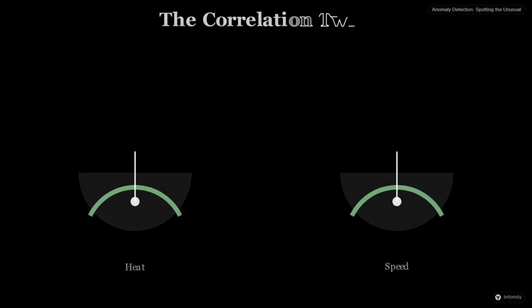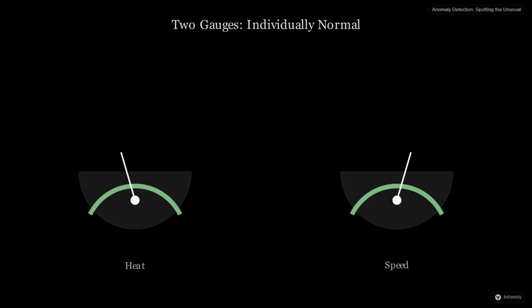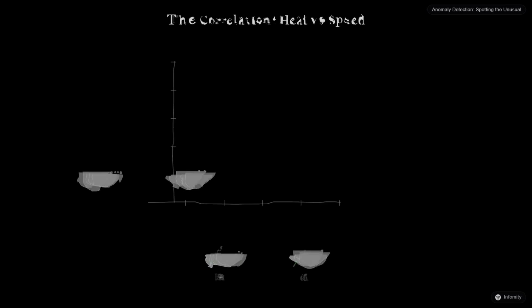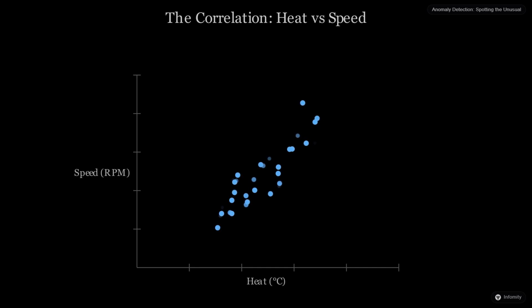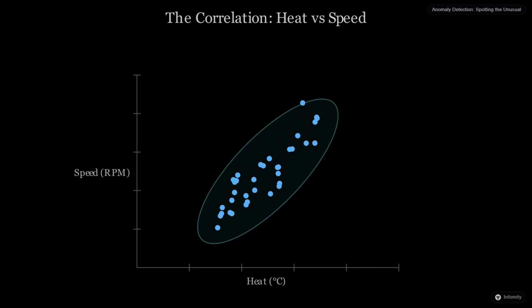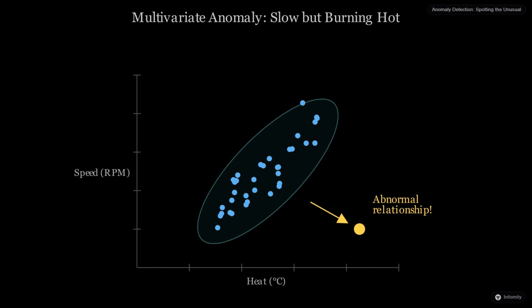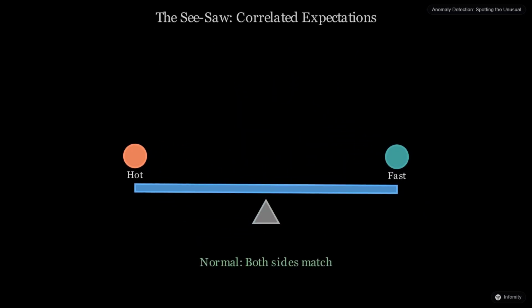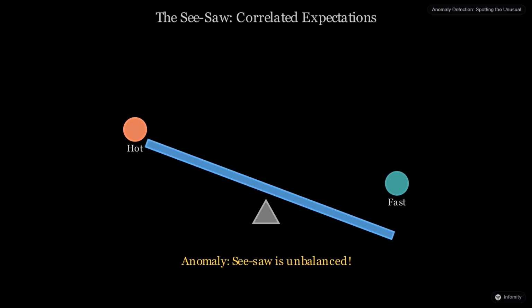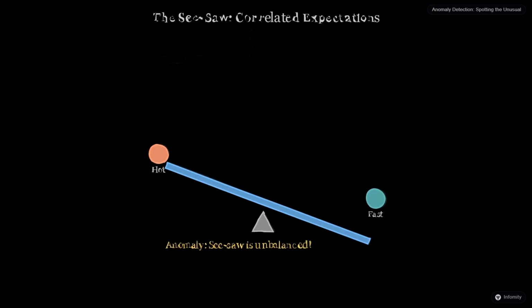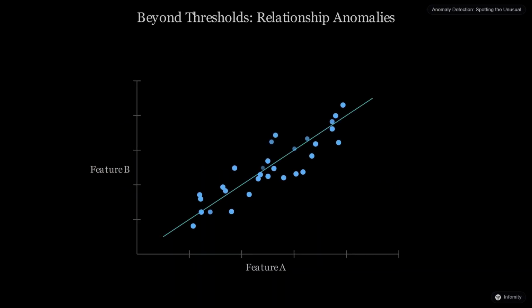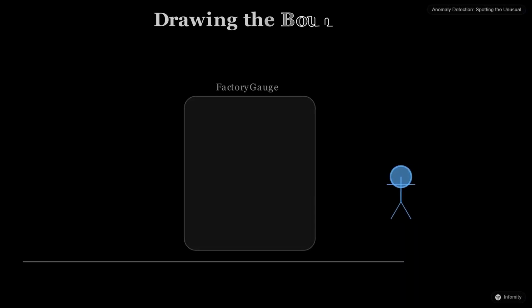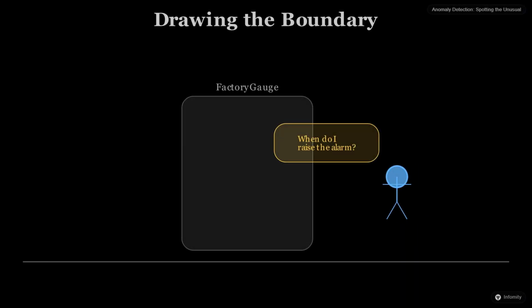Now, imagine the watchman monitors two gauges, heat and speed. On their own, both might look fine, but the watchman knows that if the machine is running slow, it should be cool. If it is slow but burning hot, that is a multivariate anomaly. Think of it like a seesaw. Both ends being off the ground is normal, but both ends touching the ground at the same time is impossible. We are not just looking for values that are too high or too low, but for relationships that have been shattered.